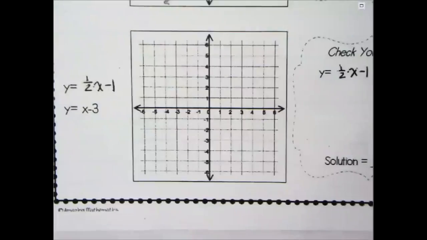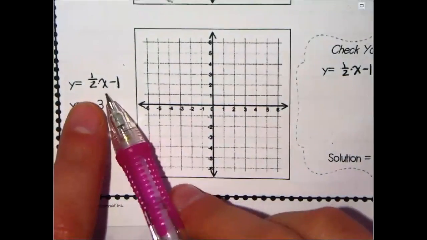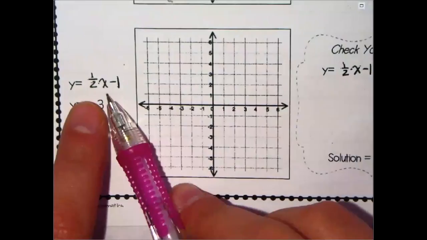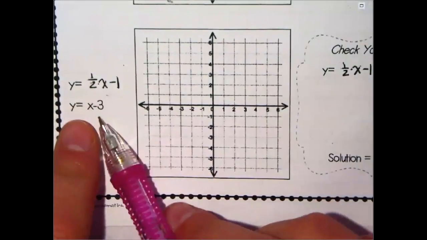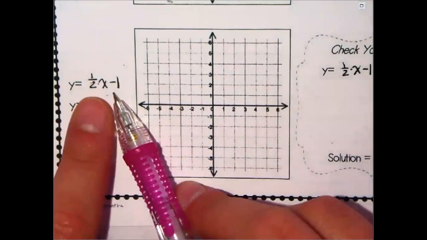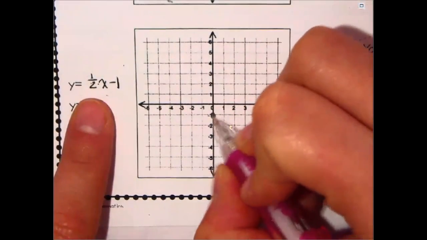All right, let's look at this second one down here. What's the first equation? Y equals 1/2 x minus 1. And what's the second equation? Y equals x minus 3. All right, let's graph this first one. Where am I starting? Negative 1. And what's my slope?